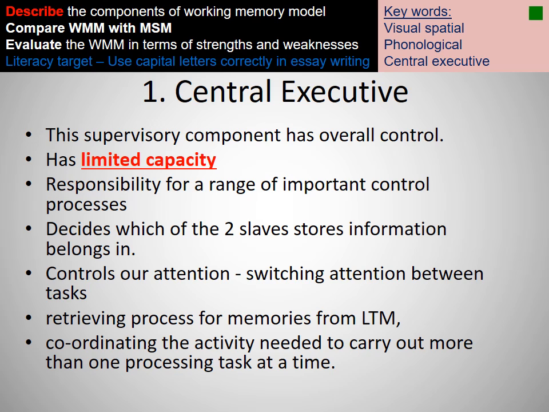So, the central executive. Now, the central executive, as I suggested before, is like the boss. It's the supervisory component that has overall control over short-term memory, and it has a limited capacity. It's responsible for a range of important control processes. So when you need to do a task, it will decide which of the two slave systems the information needs to belong in, or which of the two slave systems will carry out the task. The central executive controls our attention and will choose between switching our attention for different tasks. It will also retrieve processes for memories from the long-term memory and coordinate the activity needed to carry out more than one processing task at the same time.